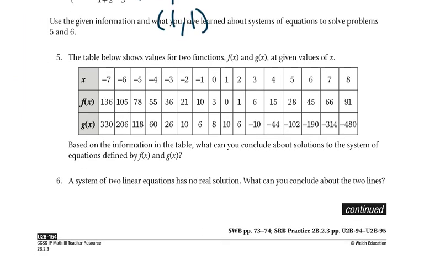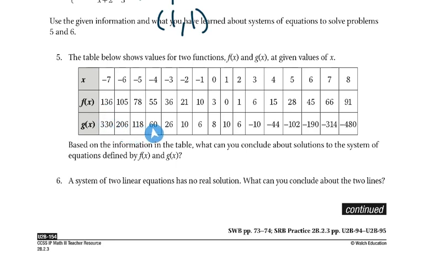Now 5 and 6 says, look at these two functions and use those. So, the table shows us these values of x. There's the values of their y values for f of x and g of x. Based on this information, what can we conclude about solutions to the systems of equations defined by f of x and g of x? So, they'll intersect at points that are the same. So notice, g of x is 330, f of x is 136.